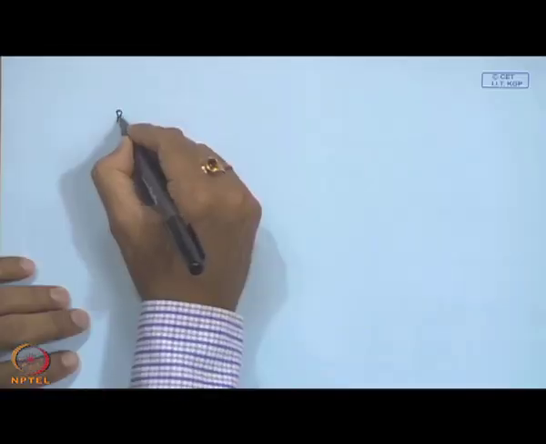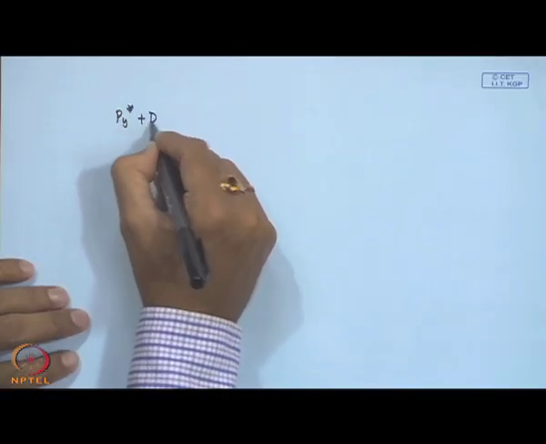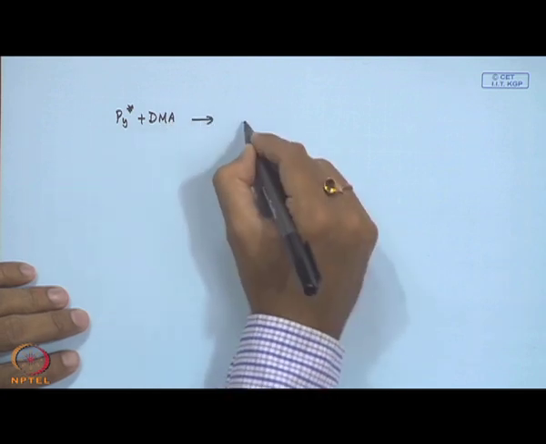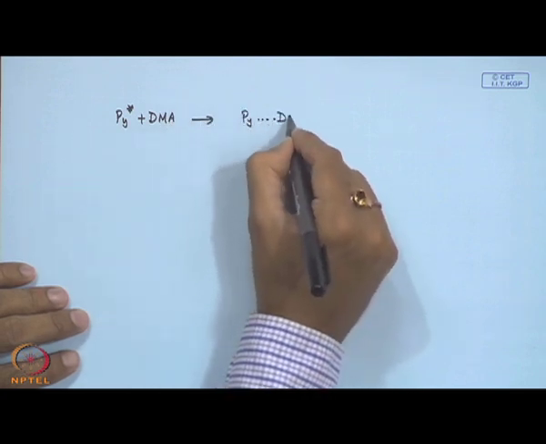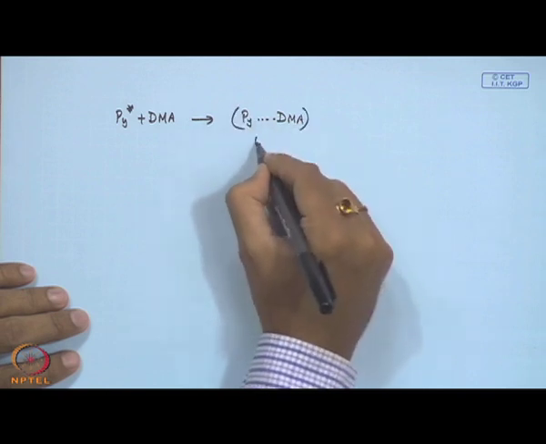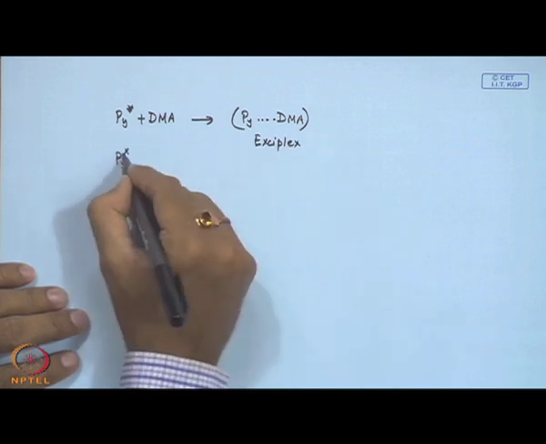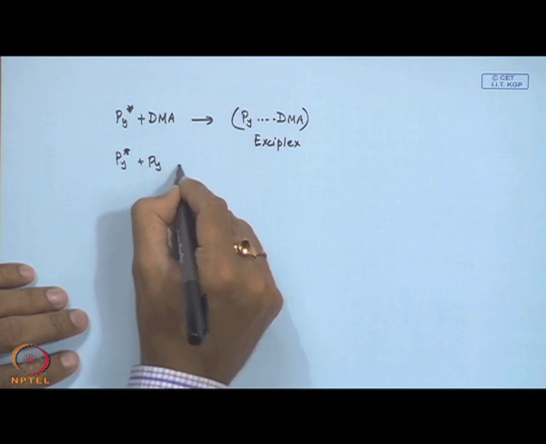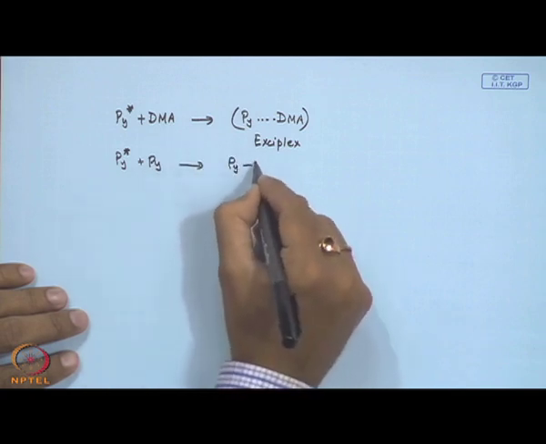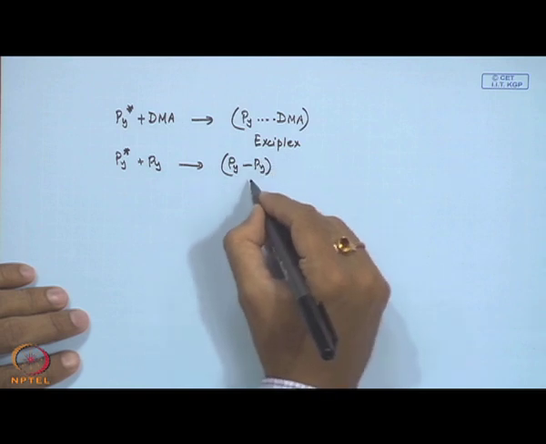Another point is this photo-induced electron transfer that we have already discussed. Under this photo-induced electron transfer, like the pyrene DMA case, pyrene star plus DMA gives rise to pyrene DMA, which is called your exciplex, or maybe pyrene star with another pyrene giving rise to pyrene excimer.